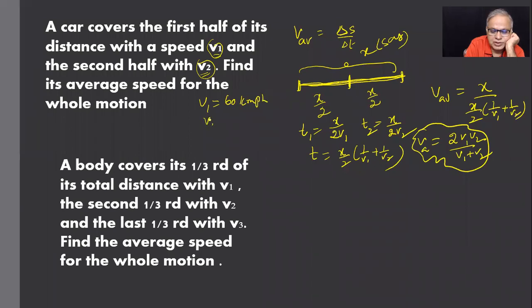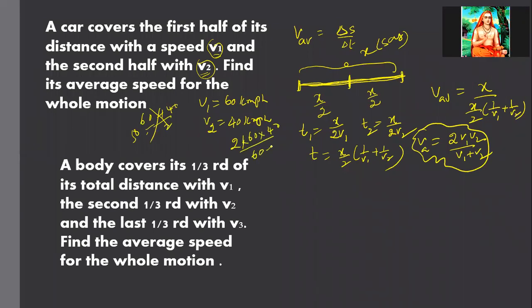and V2 equals 40 km per hour. The average speed is not 60 plus 40 by 2, children, which is 50. This is not the answer. It is 2 into 60 into 40 by 60 plus 40. That will be how much? 4800 by 100, which is 48 kilometers per hour.